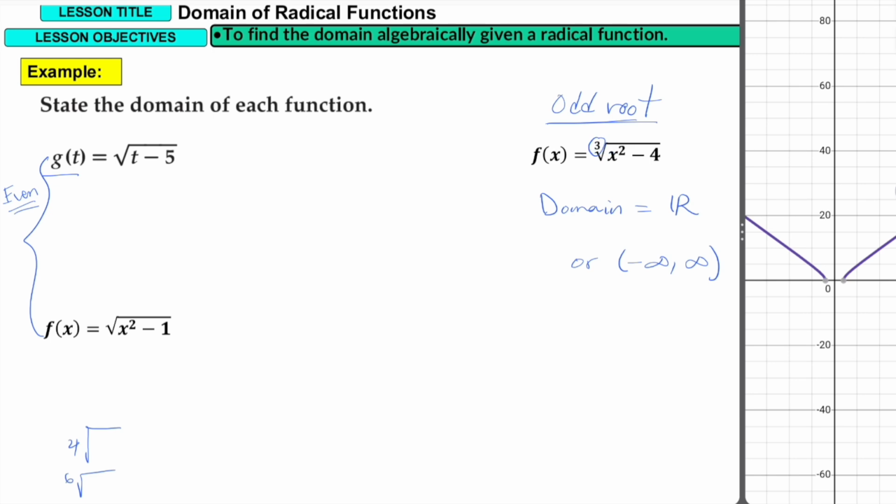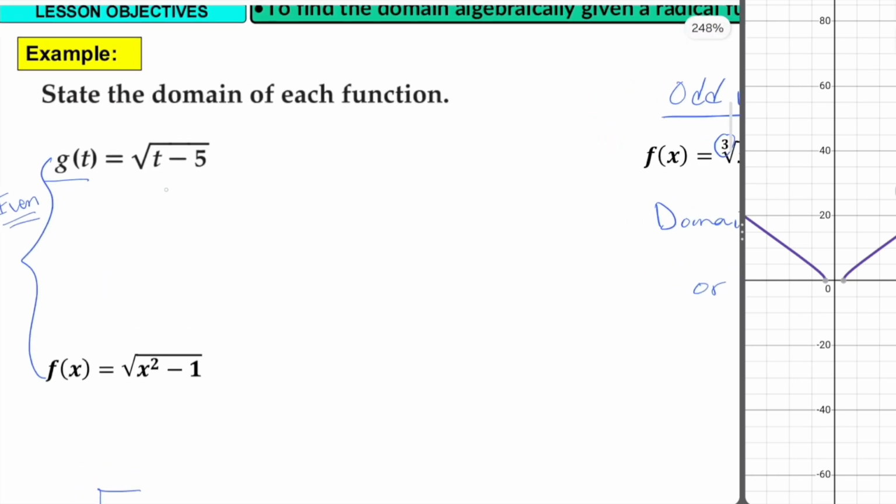Now if it's an even root, square root or 4th root or 6th root, whatever is under the root has to be greater than or equal to 0. So t minus 5 is greater than or equal to 0. This is an inequality, a linear inequality of power 1. I can solve it simply the same as I solve a linear equation, so move it to the other side.